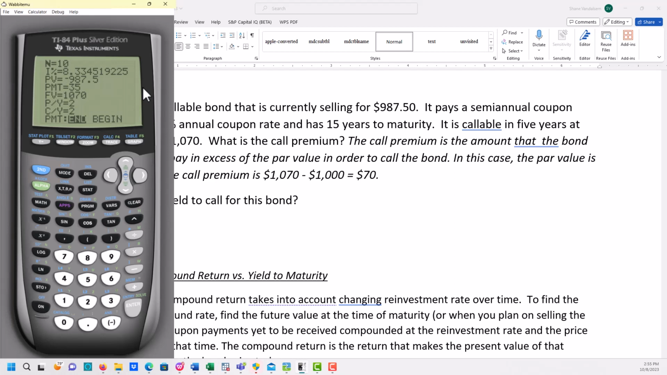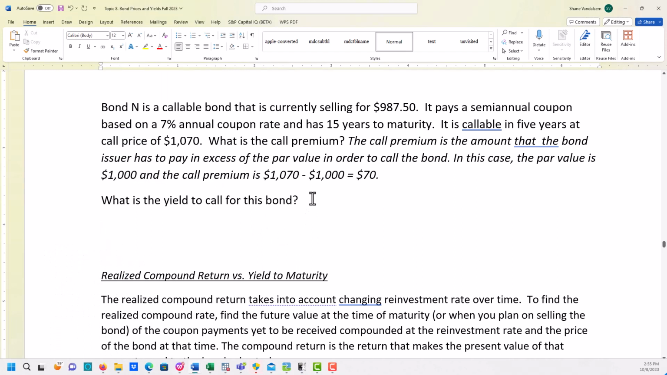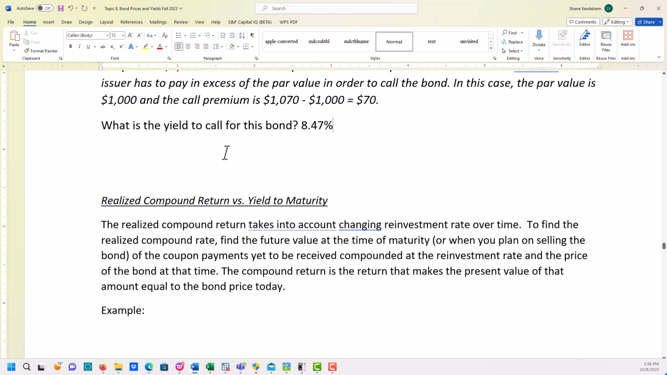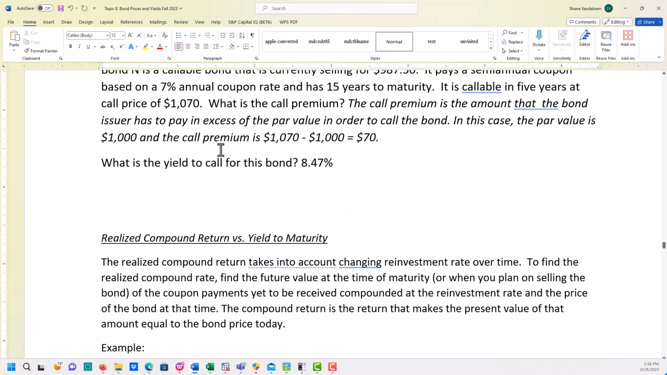So the only thing I need to change now is my interest rate, and this will be my yield to call. So I press alpha and I press enter to get 8.47%. Okay, so the yield to call for this bond is 8.47%. This answer makes sense because it is a discount bond, okay? And the yield, either yield to maturity or yield to call, is greater than the coupon rate. So that's how to calculate a yield to call.